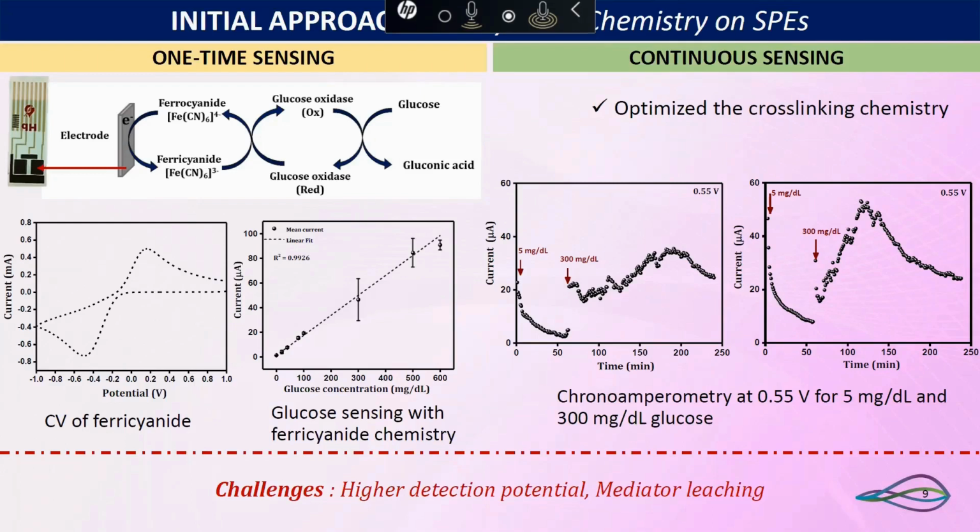One was that the detection potential was high, around 0.55, 0.60, and the mediator leaching was very obvious. It was visibly seen, even though the sensor responded. To overcome these two challenges, the sluggish kinetics on SPs are very well known, so we wanted to move on from carbon electrodes to metal electrodes. And for the mediator leaching, instead of just physical entrapment, we wanted to choose a mediator which has an easy linking functional group so that we can link it to the enzyme.